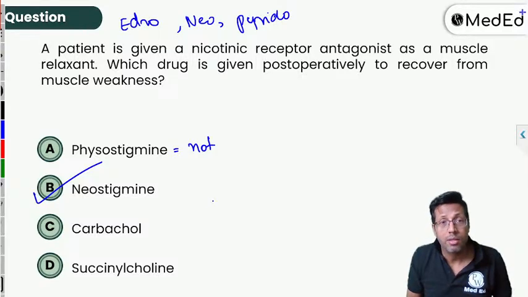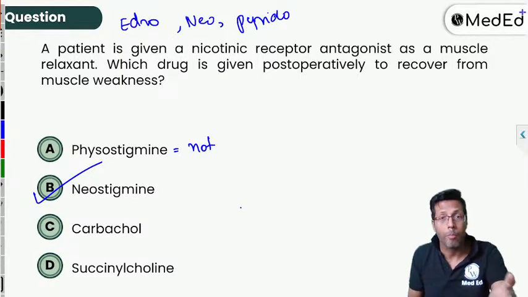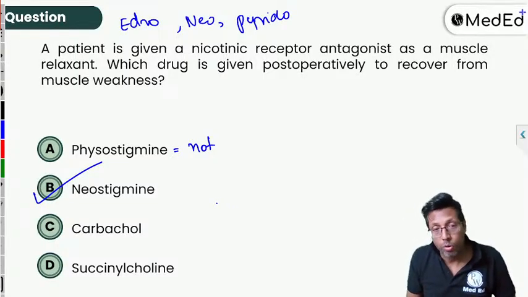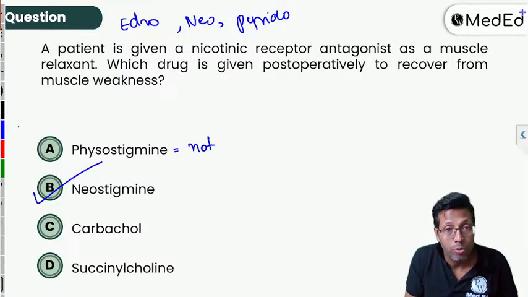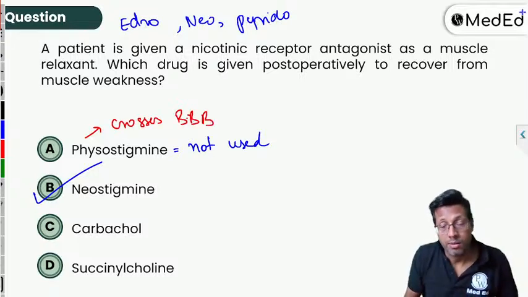Yes, Sugammadex you can also use, right? I'm coming to that. But out of the options given, this was a proper PYQ, so use the same options. Yes, we will add that. I'll tell you the reason. Physostigmine is not used because it crosses the blood-brain barrier. Remember this. This is asked in the exam.